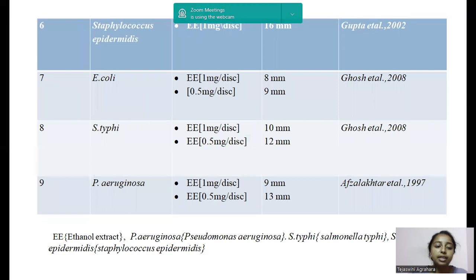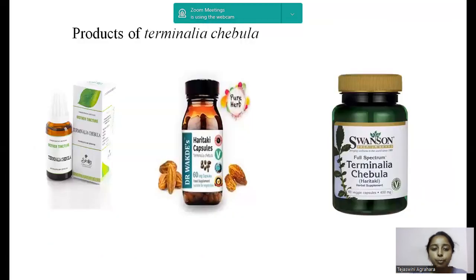And in 2008, Ghosh et al. studied experiment on E. coli, and they used ethanol extract of 1 mg per disc and 0.5 mg per disc as a treatment. For 1 mg per disc, as a result, 8 mm of inhibition was observed. For 0.5 mg per disc, 9 mm of inhibition was observed. In 2008, Ghosh et al. studied antimicrobial activity on S. typhi. They used ethanol extract of 1 mg per disc and 0.5 mg per disc. And for 1 mg per disc, the zone of inhibition was 10 mm. And for 0.5 mg per disc, the zone of inhibition was 12 mm.